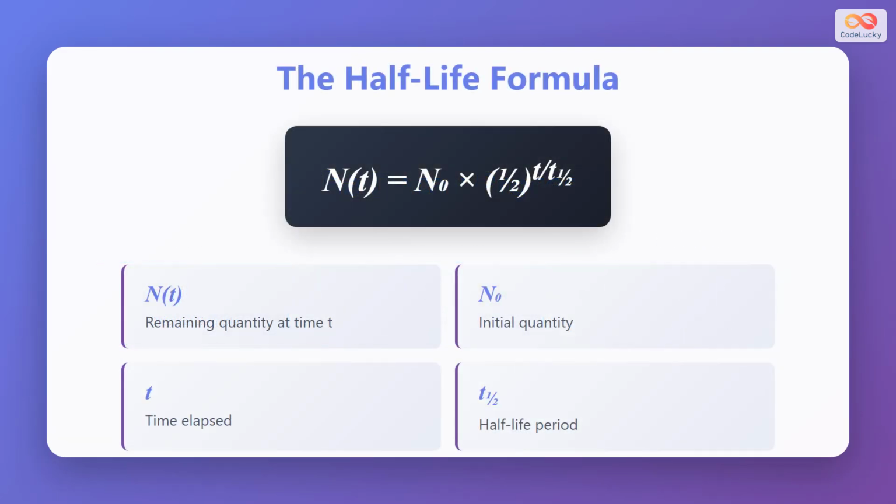The mathematical formula for calculating remaining quantity uses exponential decay. N(t) = N₀ × (1/2)^(t/t½). Here, N(t) represents the remaining quantity at time t, N₀ is the initial quantity we started with, t is the time that has elapsed, and t½ is the half-life period of that particular isotope.